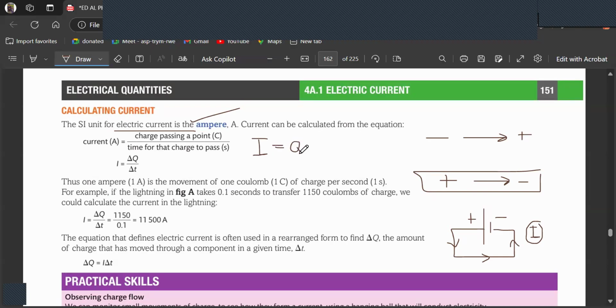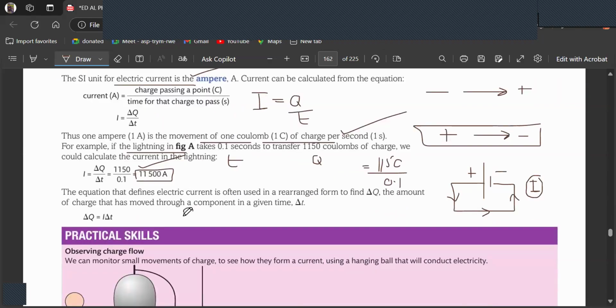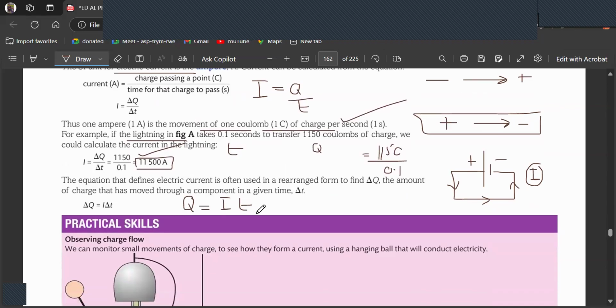The SI unit for electric current is ampere, and it can be calculated by using the equation which is I is equal to Q over T. 1 ampere is the movement of 1 coulomb of charge per second, and for example, if a lightning takes 0.1 seconds to transfer 1150 coulombs of charge, we can calculate the current by using Q over T. So Q is 1150 divided by time, which was given as 0.1. So 11,500 was the total current. And if you want to find the charge, you can rearrange the equation to current into time as well. Got it?